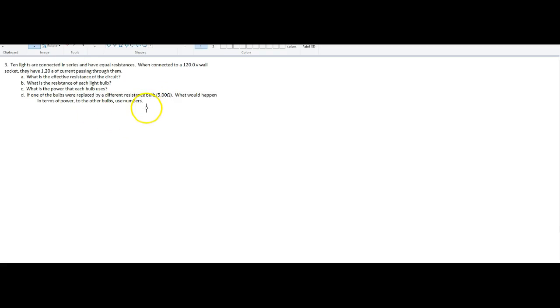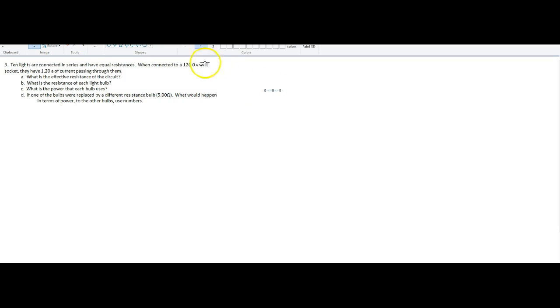All right, problem number 3. 10 lights are connected in series, each with equal resistances. We connect them to a 120 volt wall socket. They have 1.2 amps of current passing through them. What is the effective resistance of the circuit?